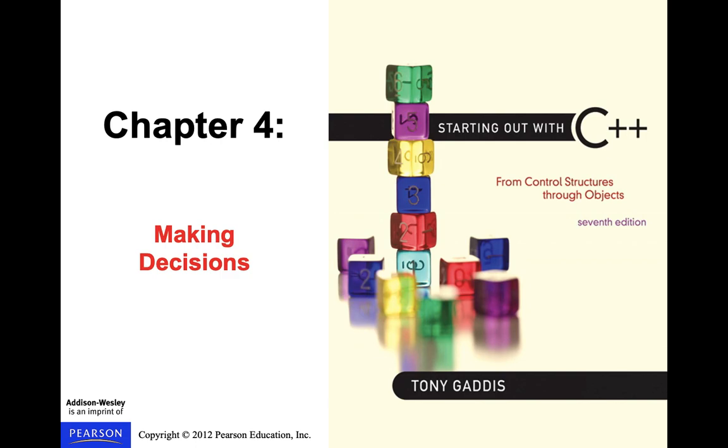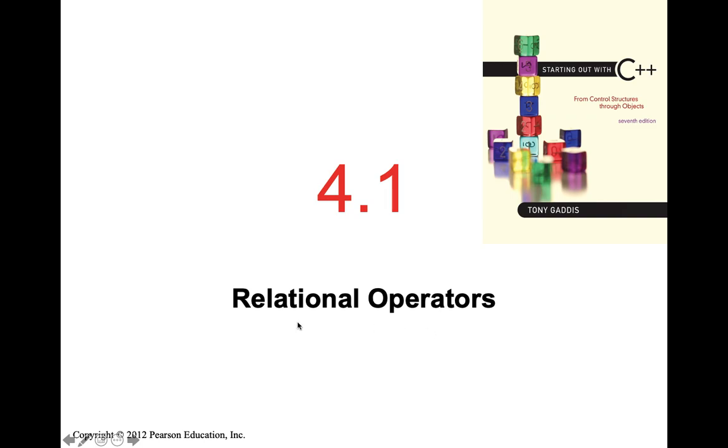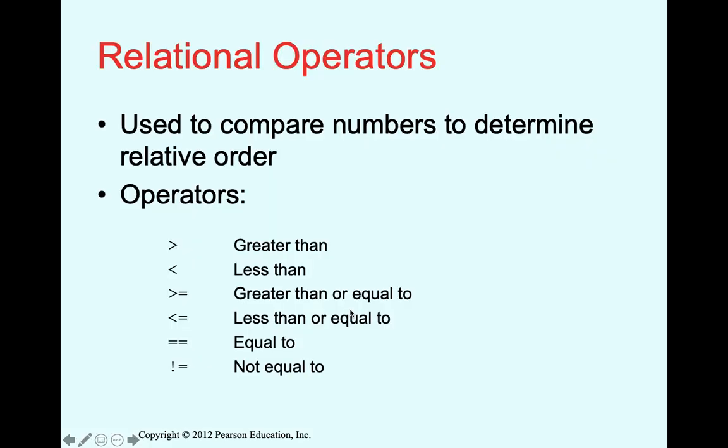So in this chapter we will talk about making decisions. Let's start with relational operators. If you want to compare two values, you can use these operators: greater than, less than, greater than or equal, less than or equal, equal, not equal. We use these to compare two numbers, and we need this to get a true or false.